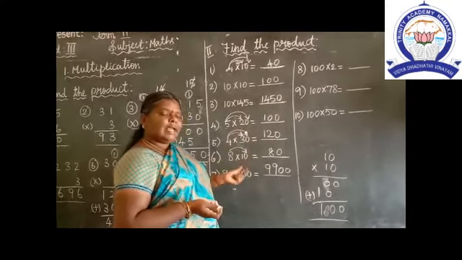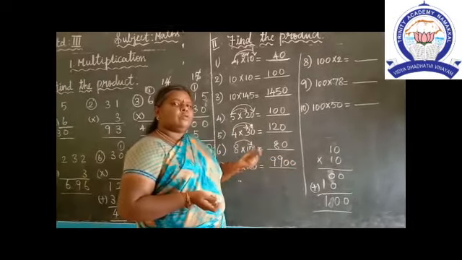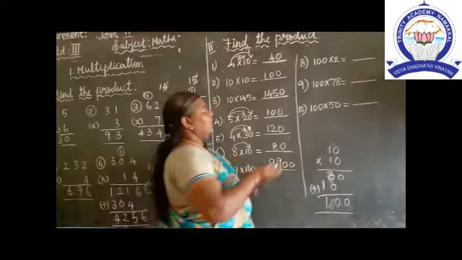You write the whole number and you add the zeros. You multiply by 10, you add 1 zero. You multiply by 100, you add 2 zeros. You multiply by 1000, you add 3 zeros. Do you understand, children? Okay.